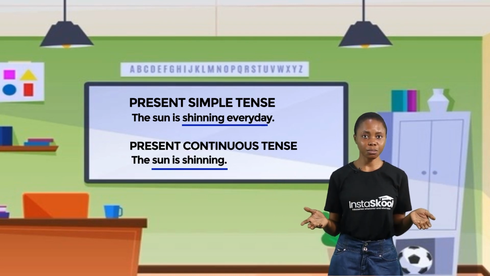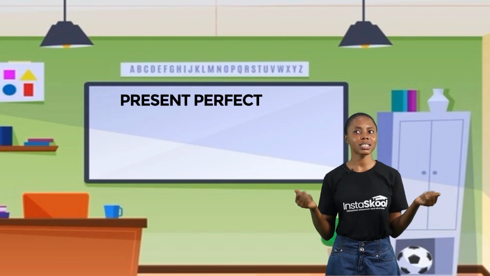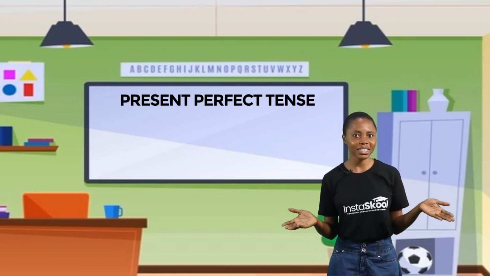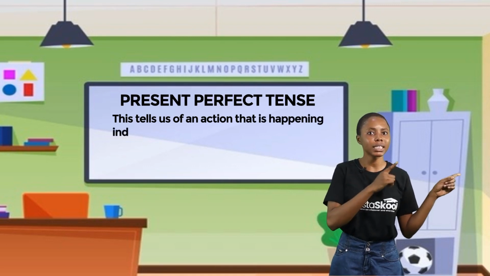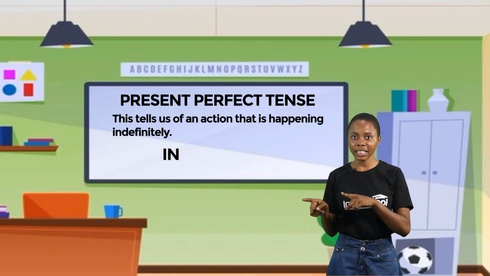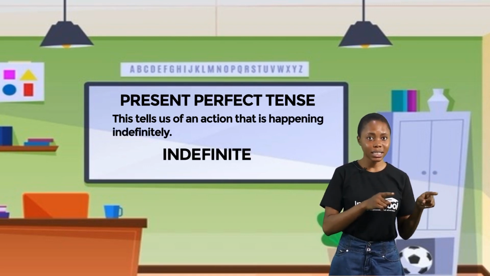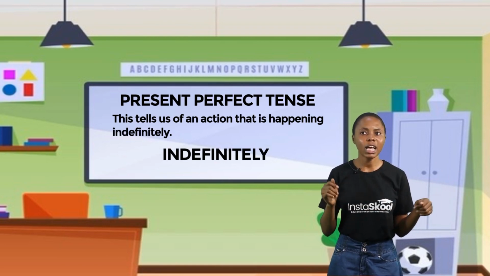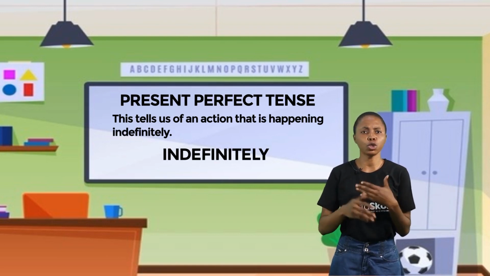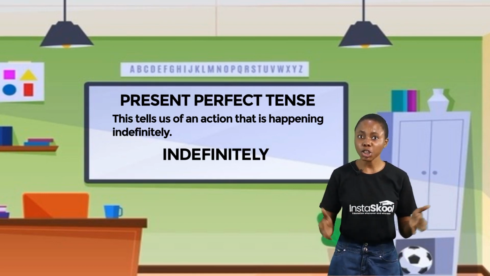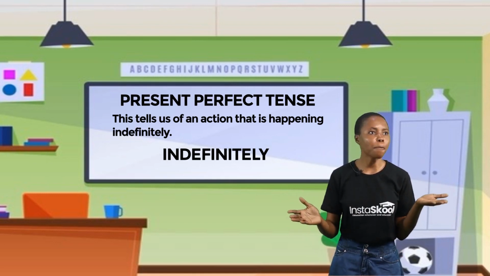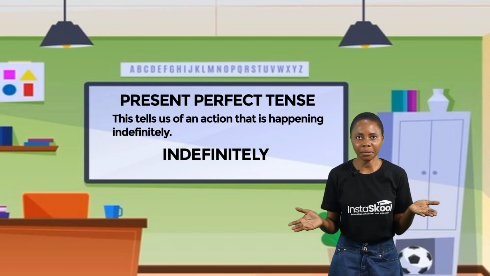Our sixth tense will be the present perfect tense. Now, the present perfect tense tells of an action that is happening indefinitely. Again, indefinitely. That is, it's happening, but you don't know when. In simpler terms, the action will definitely happen, but you don't know when it will happen.